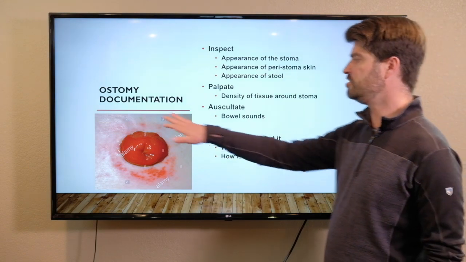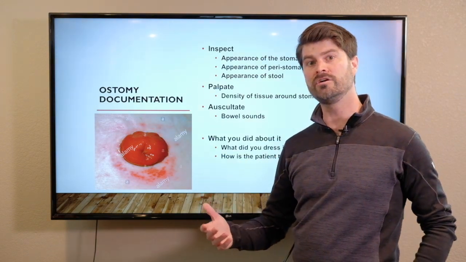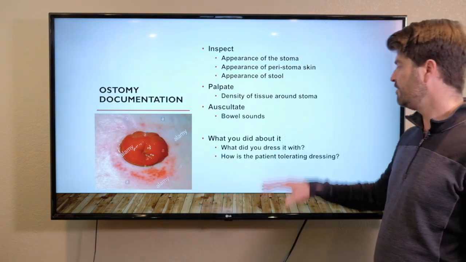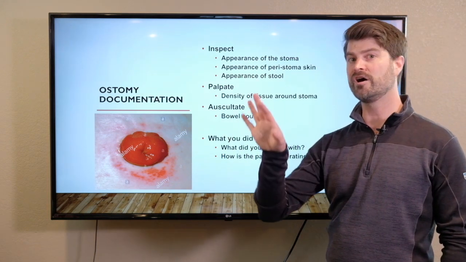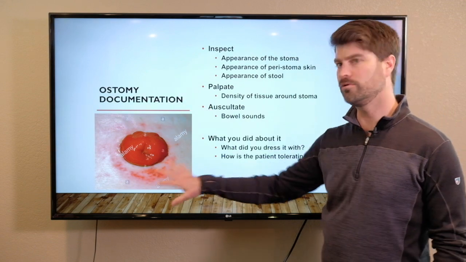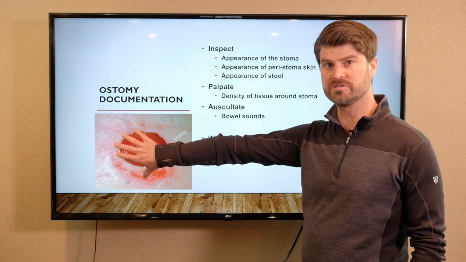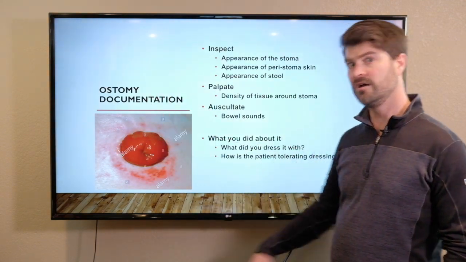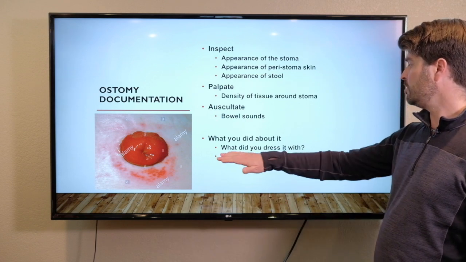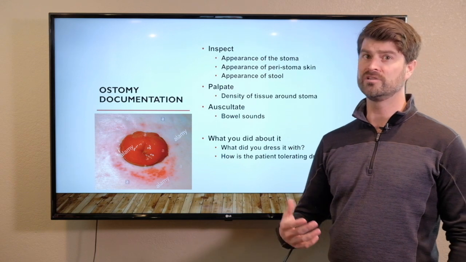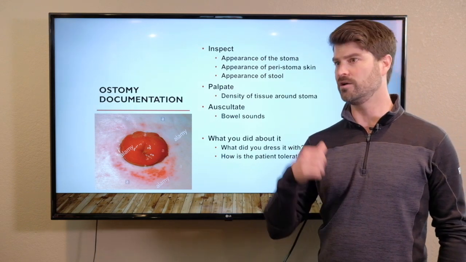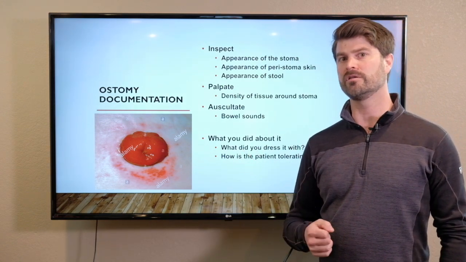And then what you did about it. So if you did a procedure, always document that. If all you did was empty it, just say ostomy emptied. Great, moving on. If you changed the whole appliance, the part that goes on their skin and the bag, document that. Say, what did you dress it with? And how did the patient tolerate that procedure? 2 things we always want to do. Say what we did and how our patient tolerated it.